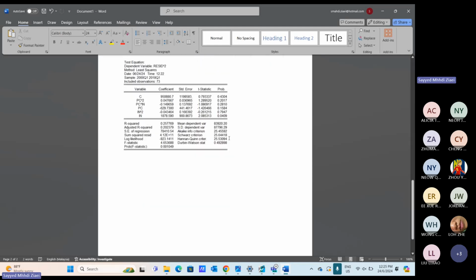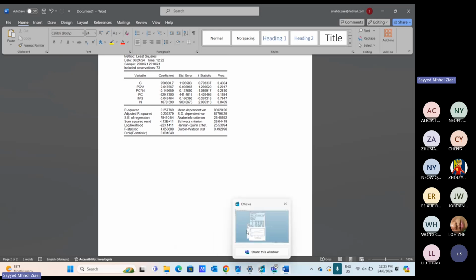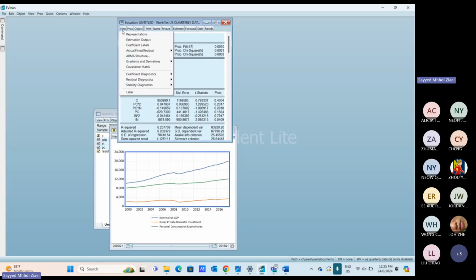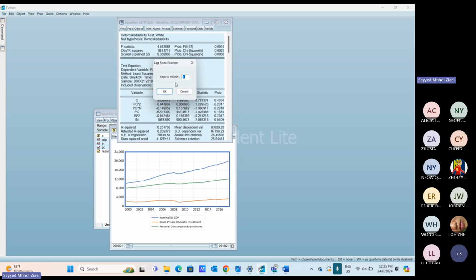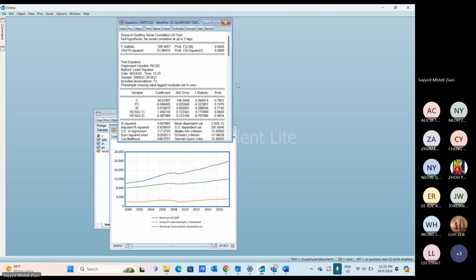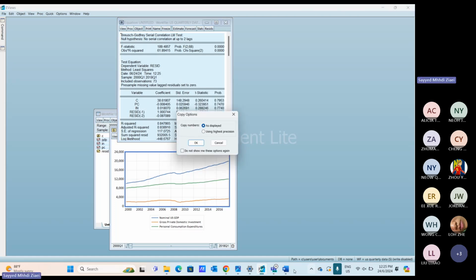So let me first check another diagnostic problem. Another diagnostic problem is serial correlation, or they call it autocorrelation. For autocorrelation, you need to define the lag length. So we are going to define two lag lengths. This one is chosen by default by the software. So we put two lags, okay? And then here also, we get the BG test.